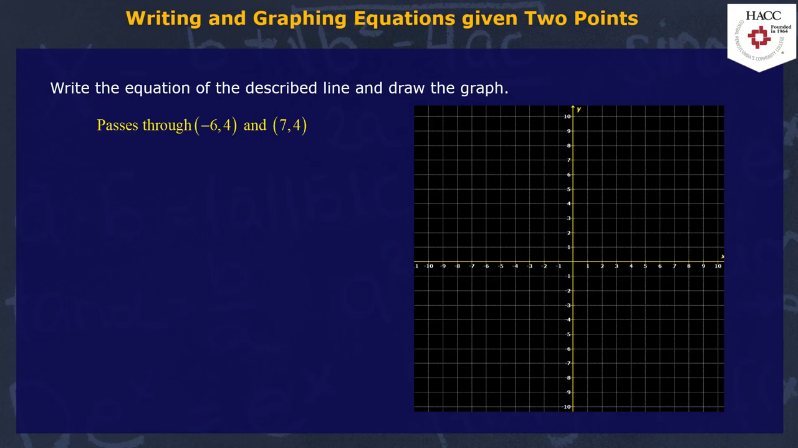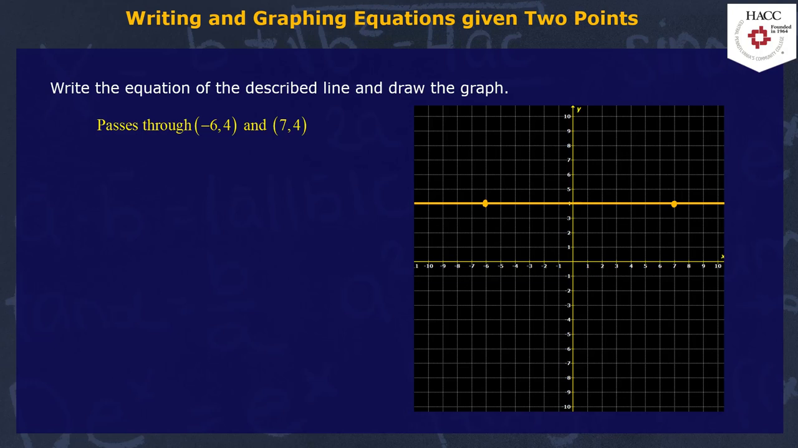So you were asked if there was anything special about this line, and you have to make sure that you are paying attention to this, because this could save you some degree of work if you notice some things about it. It passes through (-6, 4) and (7, 4), and if I were to plot those 2 points and graph the line that passes through them, I can see it's a horizontal line.